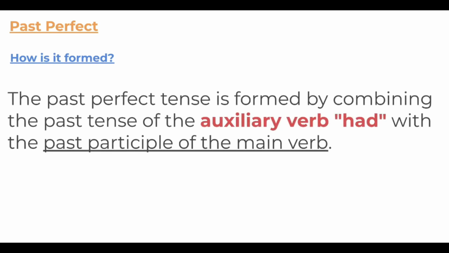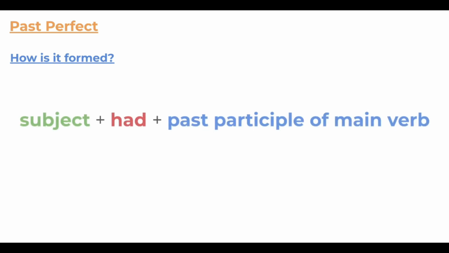The formation of it: we want to use our auxiliary verb had, that's the past tense form, and we also want to include the past participle of the main verb. You might have come across the past participle before. If not, that's okay because we're going to briefly look at that today, so not to worry. Okay, so we want this combination, and the formula looks a little bit like this: we can have our subject, our auxiliary verb had, and our past participle of the main verb.